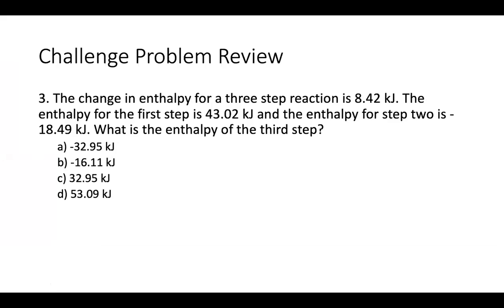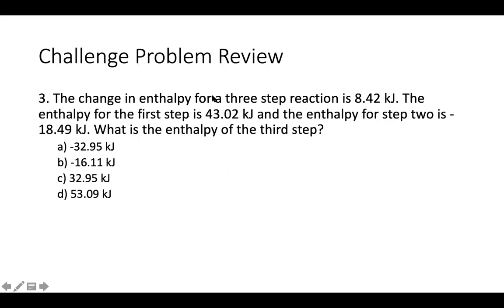Moving on to the third one, you're told that the change in enthalpy for a 3-step reaction is 8.42 kilojoules. The enthalpy for the first step was 43.02 kilojoules, and the enthalpy for step 2 is negative 18.49 kilojoules. I apologize that the minus sign is on a different line. What is the enthalpy of the third step? This is one of those Hess's law questions that we did at the end of last session, but just looking at the numbers.